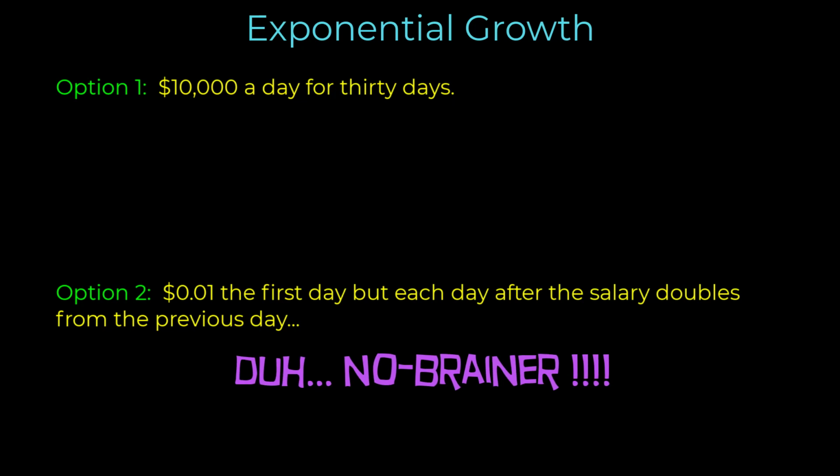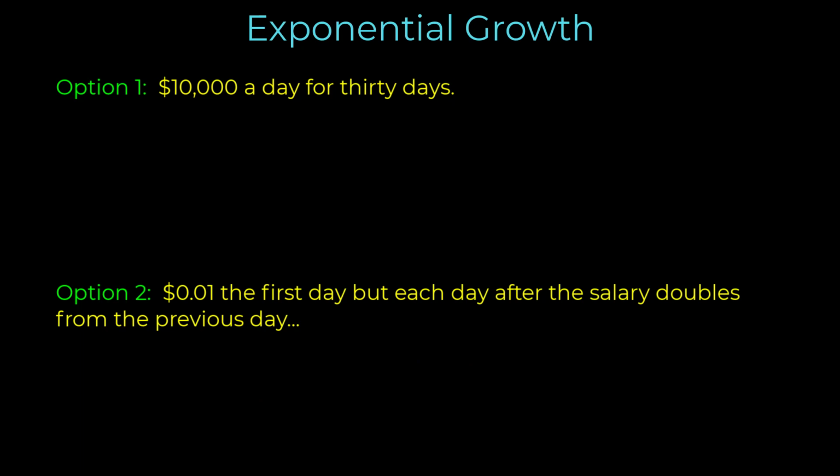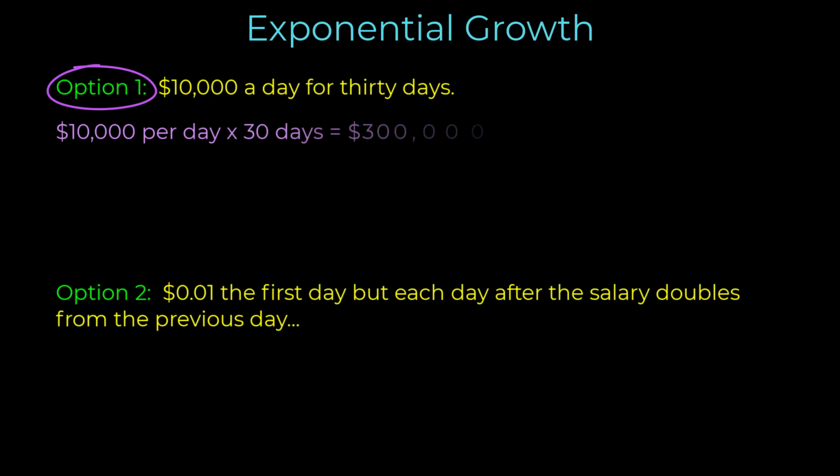As I said, no-brainer. Nobody understands numbers like Sammy the Shark. So I just want to make sure you're taking the first option, the $10,000 a day? 10 large a day is 300 large for the whole month. No way the second option is even going to come close.